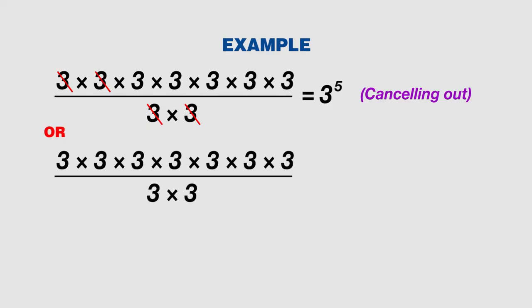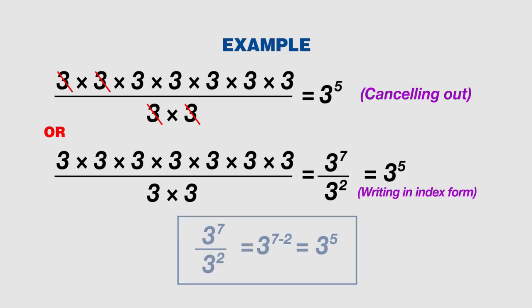On the other hand, like we did in the previous part, we can write the 2 expressions in index form, and that will give us 3 raised to the power 7 divided by 3 raised to the power 2. So we find that 3 raised to the power 7 divided by 3 raised to the power 2 is equal to 3 raised to the power 5. Now the short form of working this: write down the base and subtract your powers, and you get the same answer.